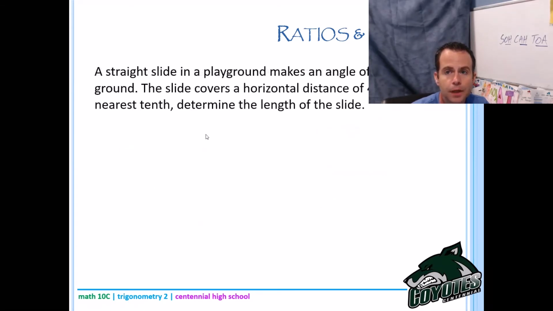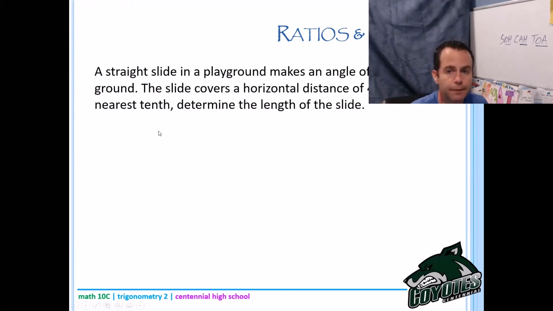Okay, a playground, a straight slide in a playground makes an angle of 28 degrees with the ground. The slide covers a horizontal distance of 4.5 meters. To the nearest tenth, determine the length of the slide. You should always, if you are not given a picture, draw a picture first, okay?